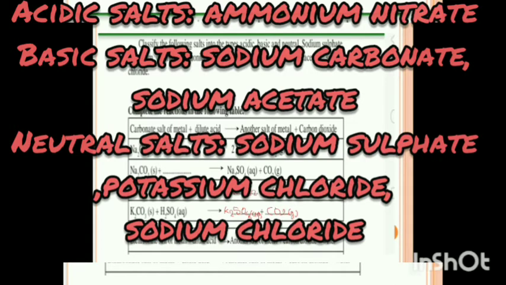If you see here, given sodium sulfate, sodium sulfate is a neutral salt, and then potassium chloride is also a neutral salt. Ammonium nitrate is an acidic salt. Sodium carbonate is a basic salt. Sodium acetate is also a basic salt, and sodium chloride is a neutral salt. So in this way you have to classify these salts into these three types.